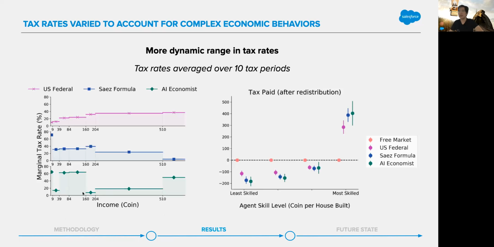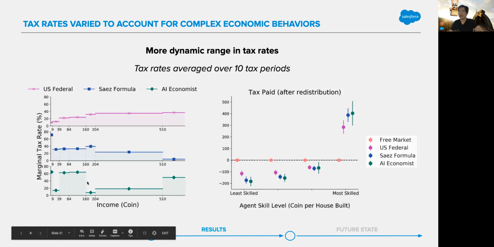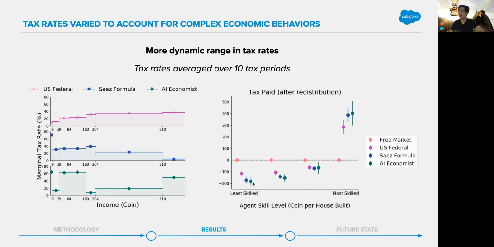So just to reiterate that, tax rates are higher in the lower bracket, but in the end, the net subsidy that these agents receive is actually higher. So on the right here, you can see that the green subsidies, their negative taxes, are actually better on average than under the other tax models.